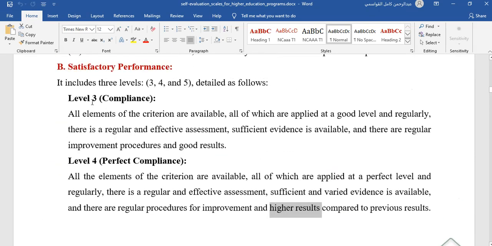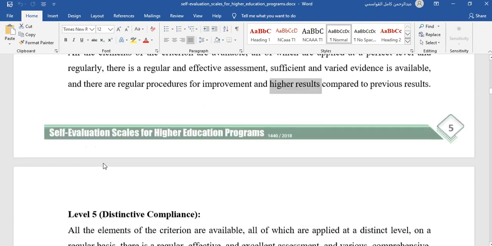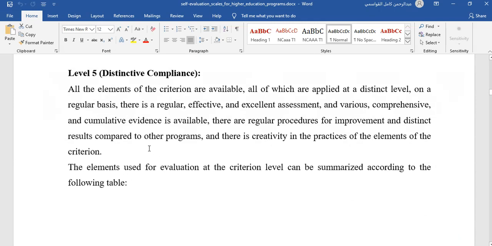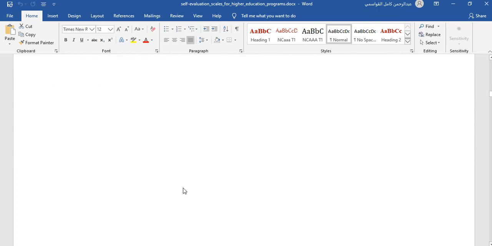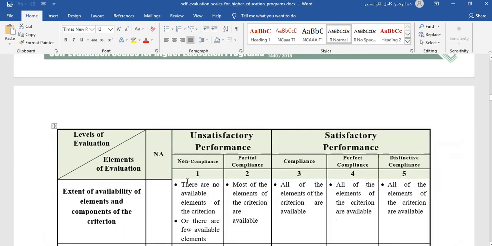Be careful. 3 and 4 is enough. And for bad performance, you can use level 2. Because level 5, I think, is a very high level, and you really need to justify the criterion or the items that you used level 5 for.